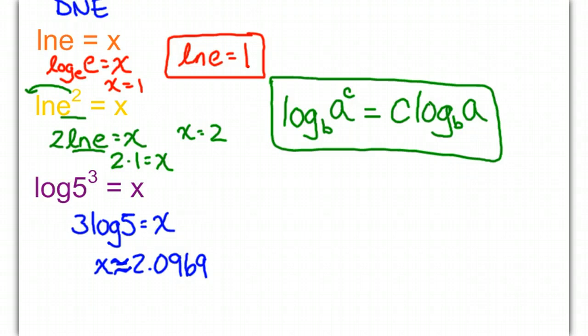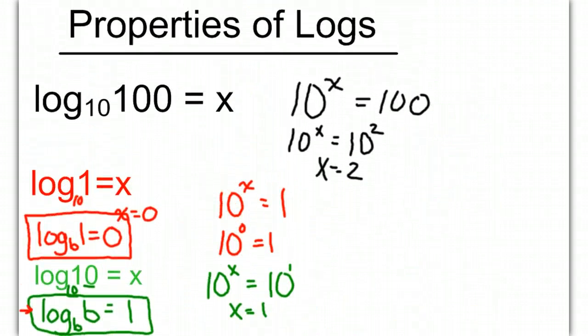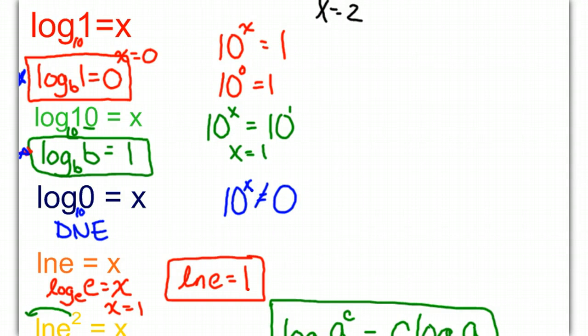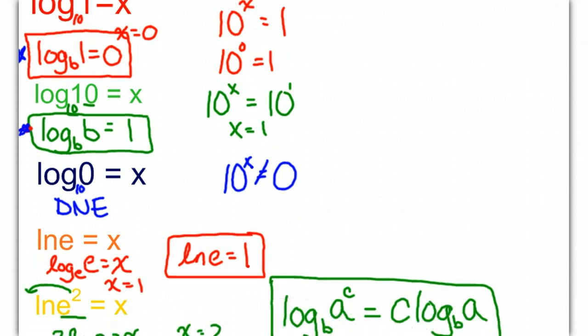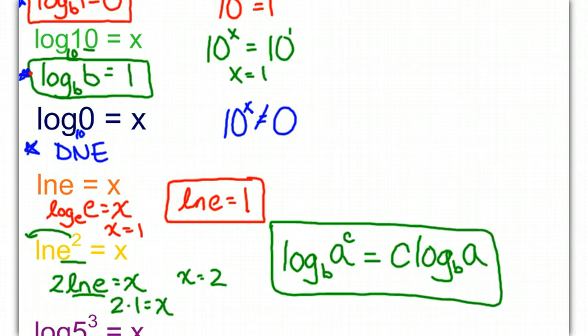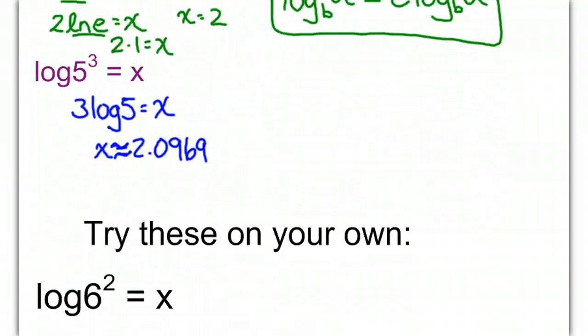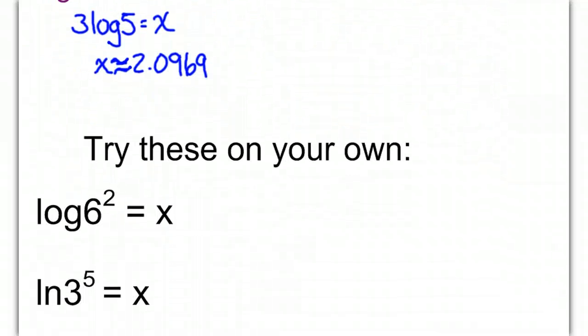Okay, so to kind of go back over. Our first one is the log of 1 equals 0. Second one, if the base and what you're taking the log of is the same, then it's 1. Log of 0 does not exist. Natural log of e equals 1, so that goes along with the base b of b. And then the final is when you have an exponent that you're taking the log of, you can multiply it in front.